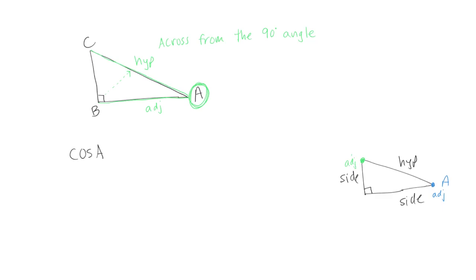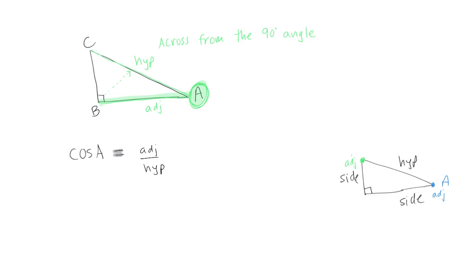Okay, so here we are at angle A. That means that the side touching angle A is adjacent. Once we've oriented ourselves and we know where we are, then we use the definition of cosine. Cosine is the adjacent over the hypotenuse.